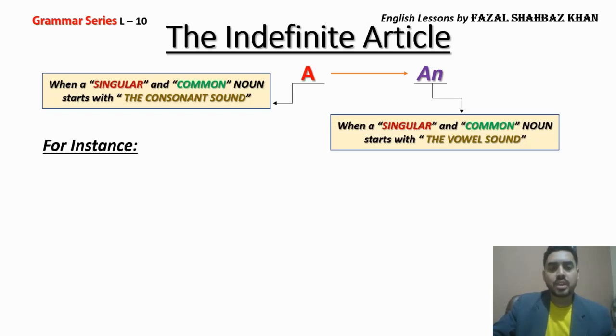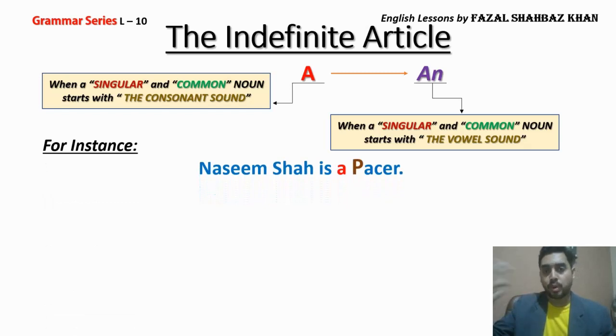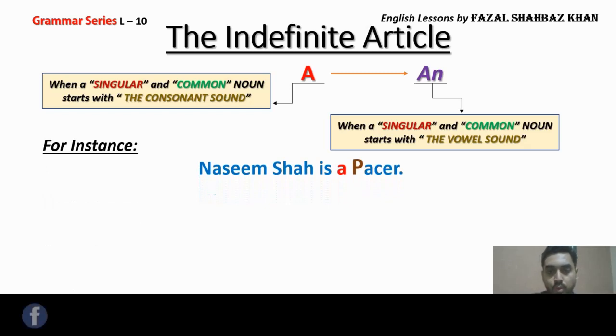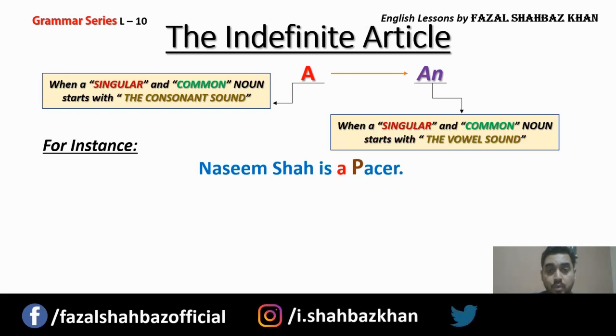So let's take a quick example. Naseem Shah is a pacer. Now a pacer is a bowler, a fast bowler I would say, and pacer is a noun. Articles are those adjectives which always come before a noun. They are like adjectives, in other words.